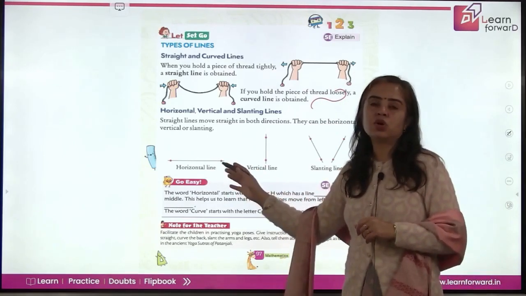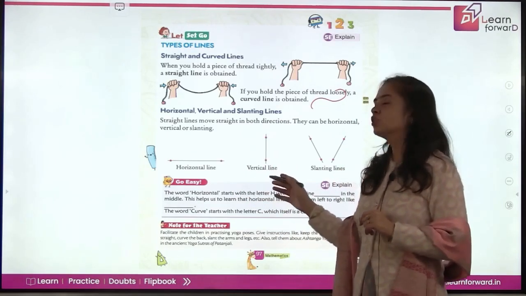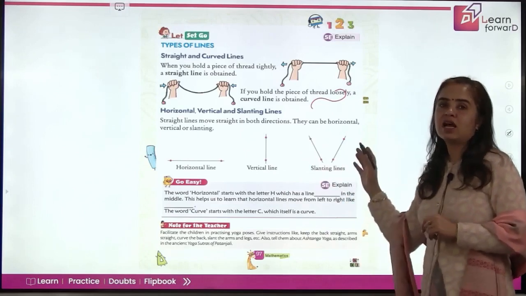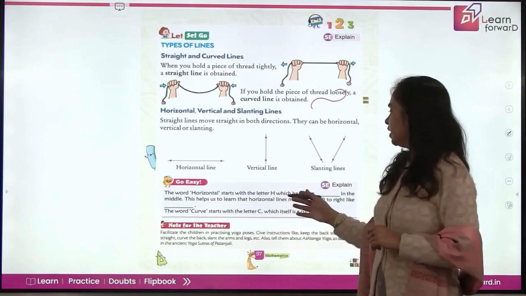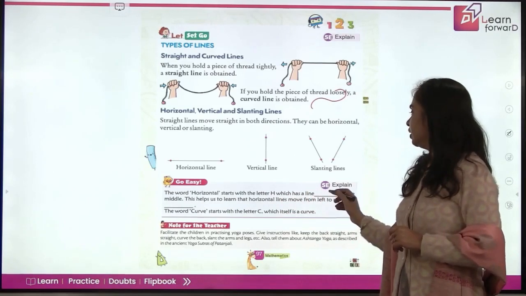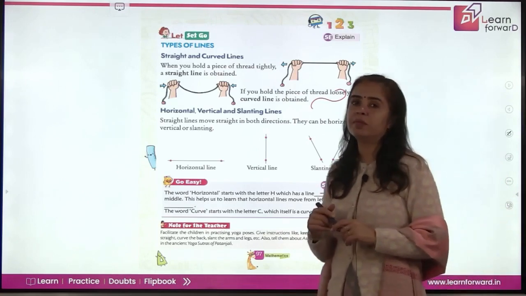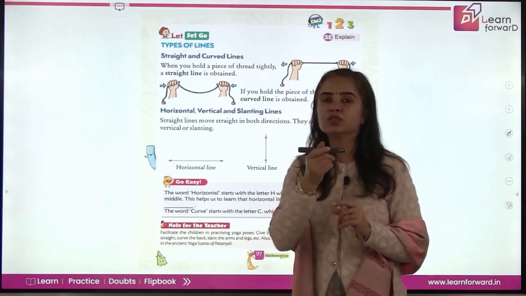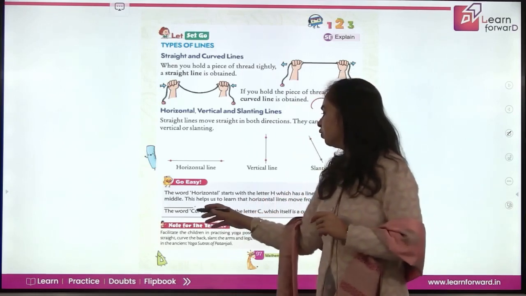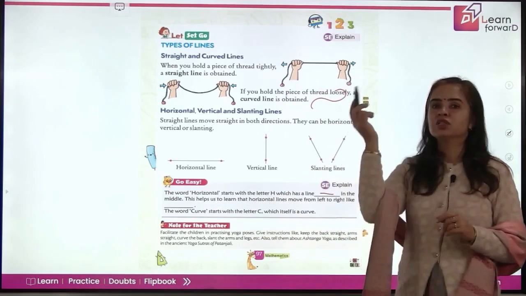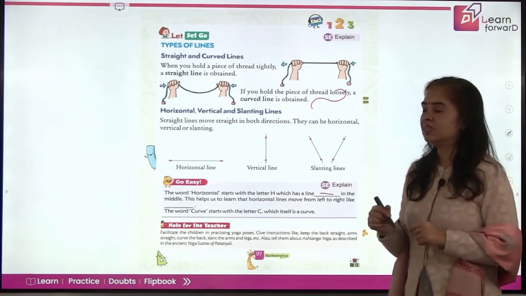So this is your horizontal line, the one that is sleeping. The standing alert line is your vertical line, and these are your slanting lines. Horizontal starts with the letter H, which has a line like this in the middle. So with this, you can remember that H has a horizontal line in between, and then vertical line is straight. The word curve starts with the letter C, so it is a free curve. That will help you memorize these words.